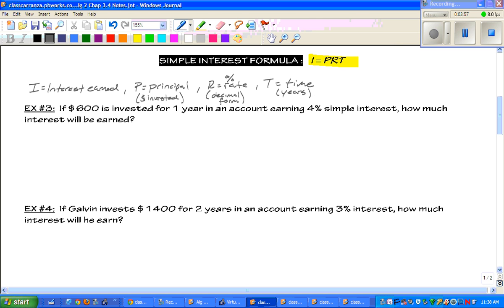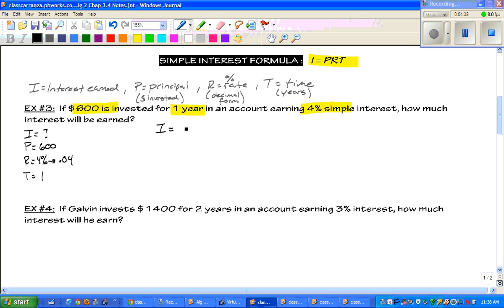So let's take a look. If $600 is invested for 1 year in an account at 4%, how much interest is being earned? So off to the side, since we've got so many variables, let's go through and label them all. $600 invested, that's your principal. 1 year, that's your time. 4% is your rate, and we want that as a decimal, so that's 0.04. And we want to know what the interest is going to be.